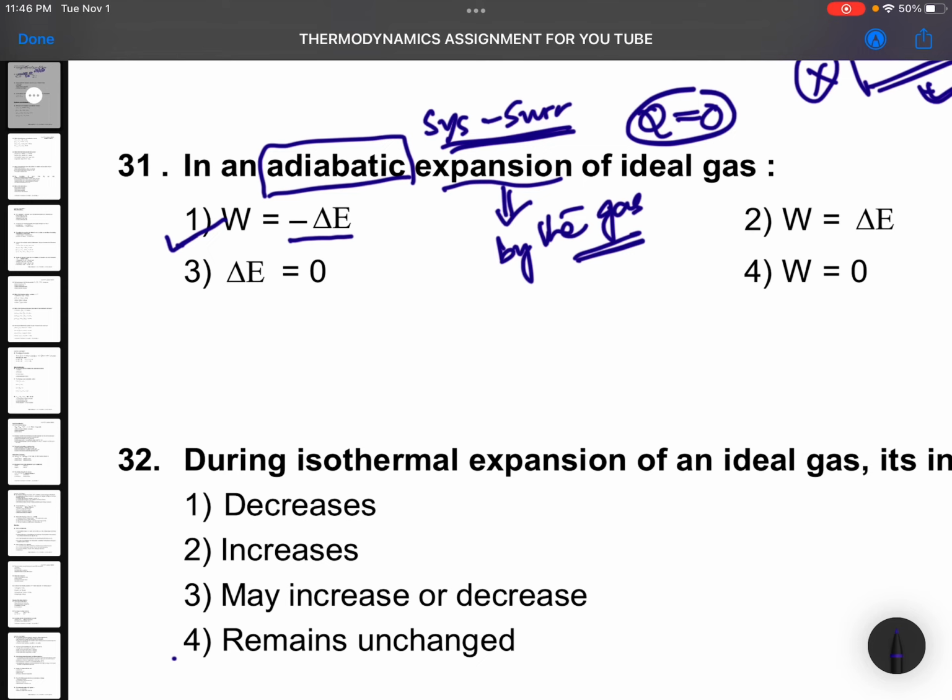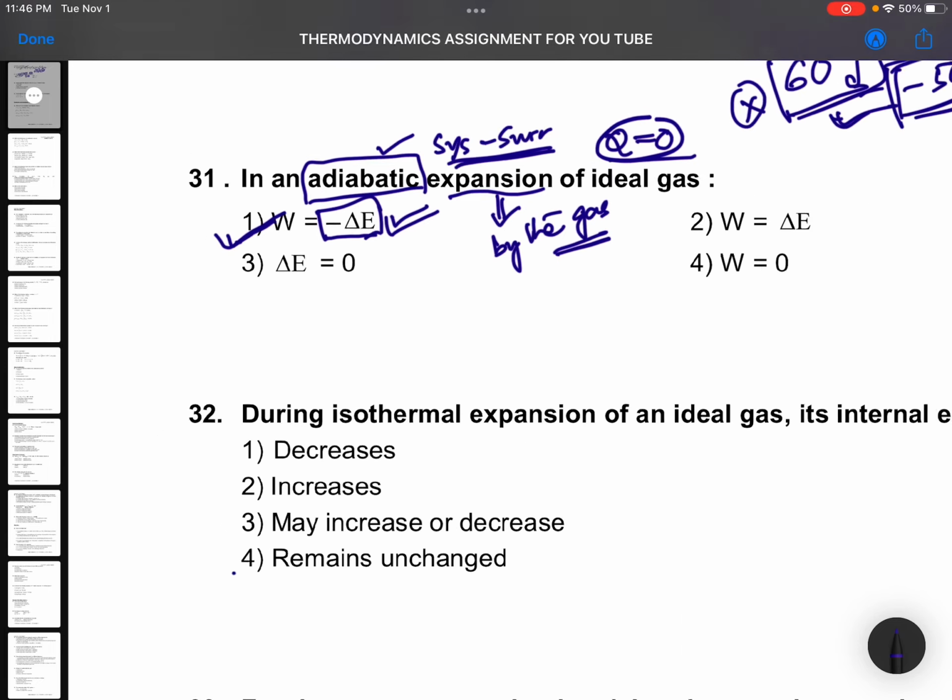So who is giving energy? To expand, some energy is required and that energy is coming from the internal energy. By consuming some internal energy, the gas is working. In an adiabatic process, Q is equal to 0. No heat exchanges are there. That means it is not taking energy, it is not losing energy. So whatever work is done is by utilizing its own internal energy. Option 1. One good conceptual question.